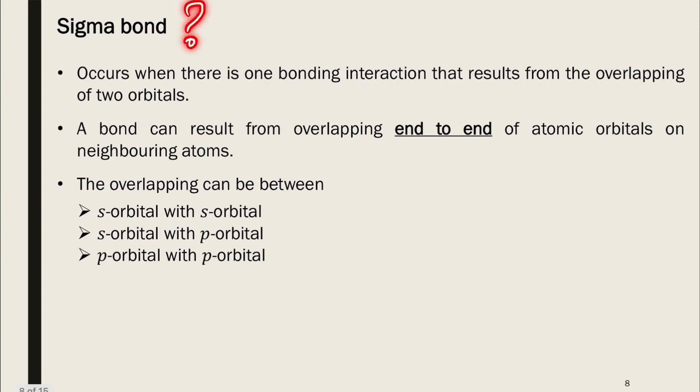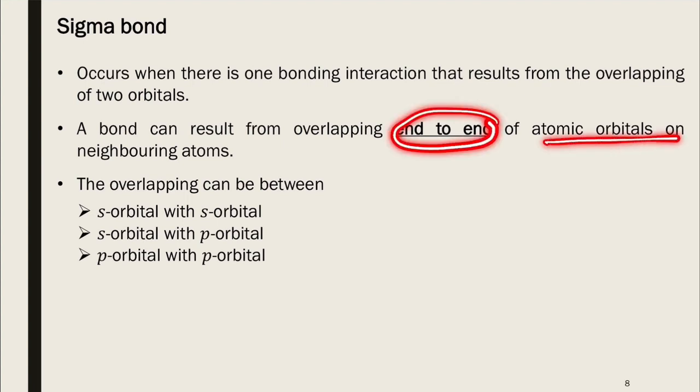Okay, a sigma bond only occurs when there is one bonding interaction that results from the overlapping of two orbitals. So a sigma bond can result from overlapping end to end of atomic orbitals on neighboring atoms. This overlapping can be between s with s, s with p, and p with p orbital. So let's take a look at a few examples of how the end-to-end overlapping between atomic orbitals occurs in s with s, s with p, and p with p orbital.